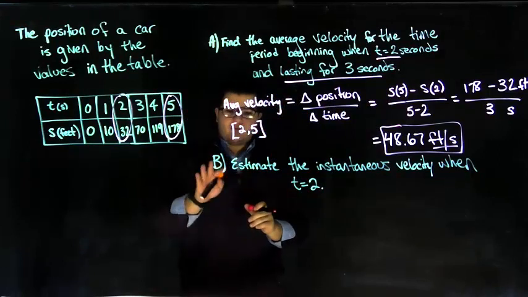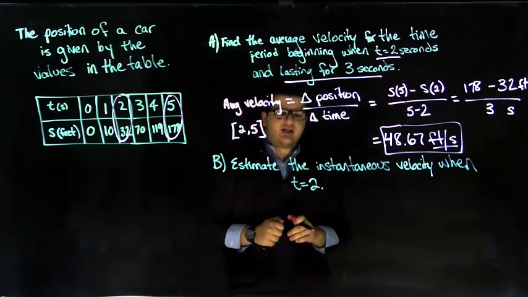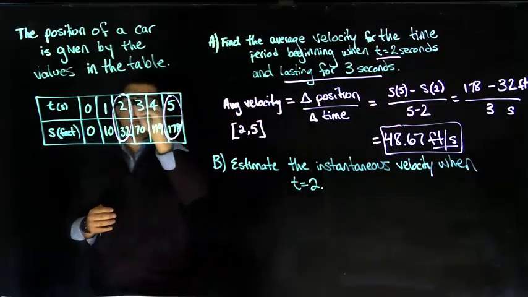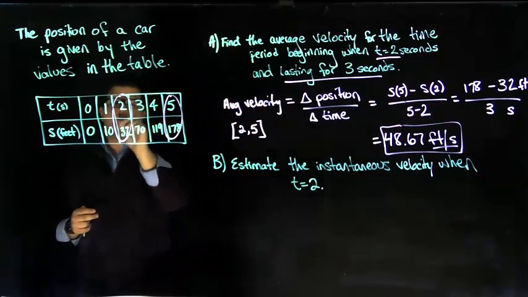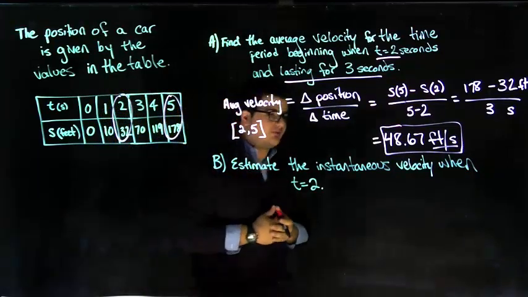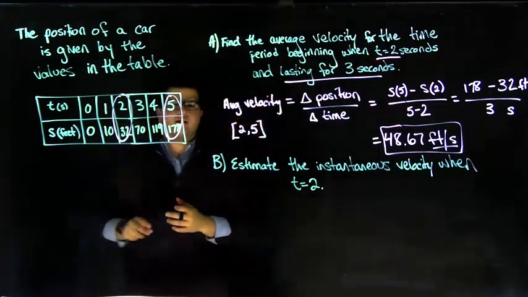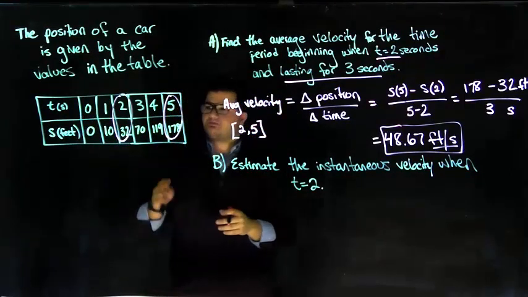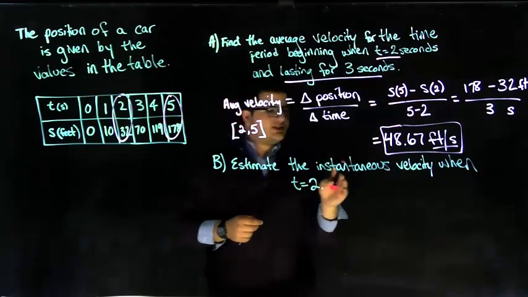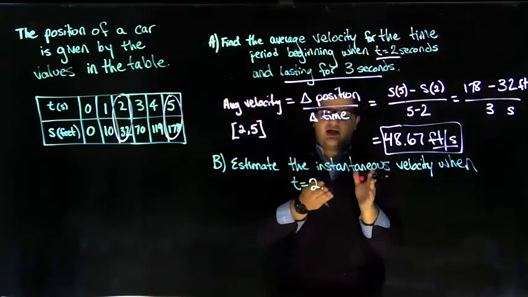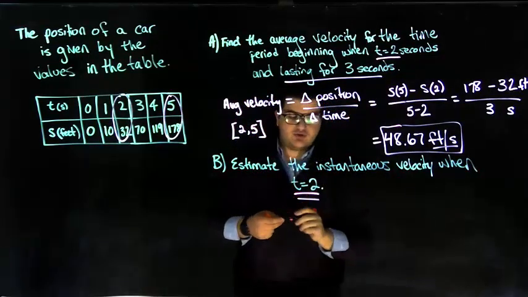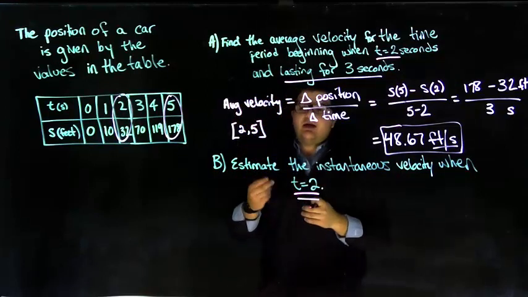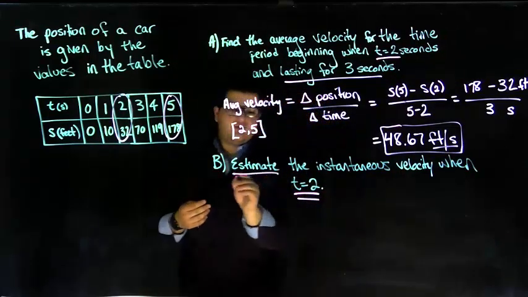Problem B says, estimate the instantaneous velocity when t is equal to 2. Well, if I look at 2, only the position is given. Only the position at 2 is given. So how am I going to do this problem? Because I'm restricted in what information is given in my problem. I'm restricted by my table. Well, the instantaneous velocity is the velocity at one point in time, and it's t equals 2 in this case. I don't have the velocity at that one point in time. So, in this case, I have to estimate the velocity.